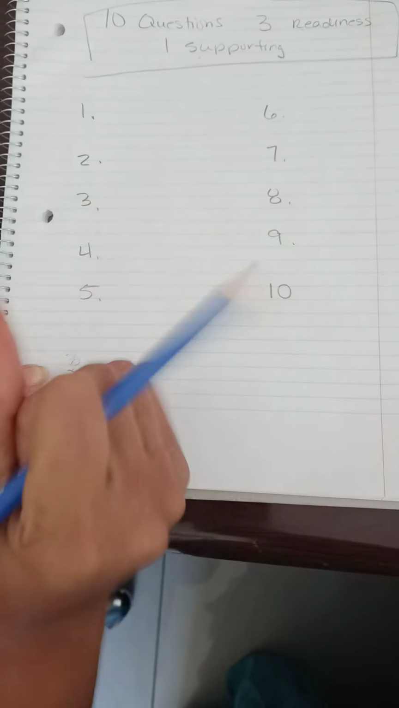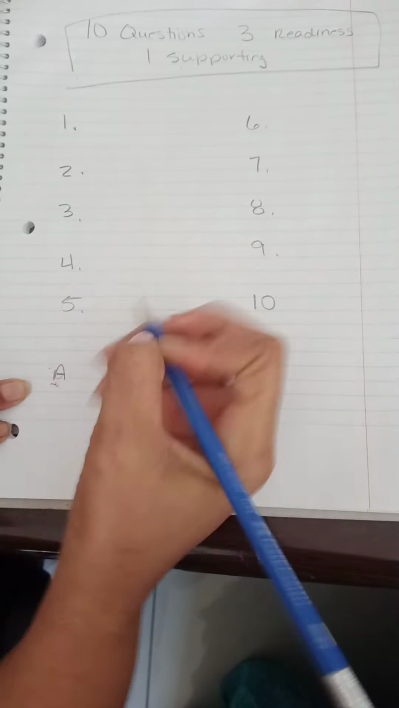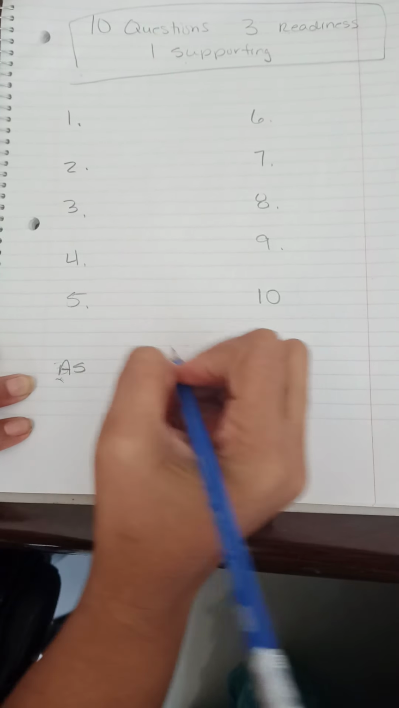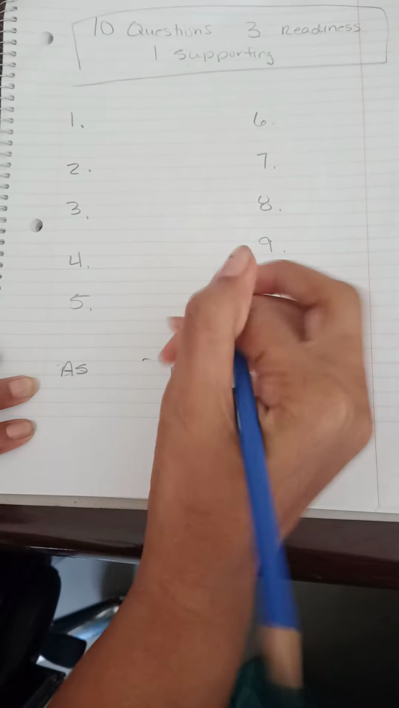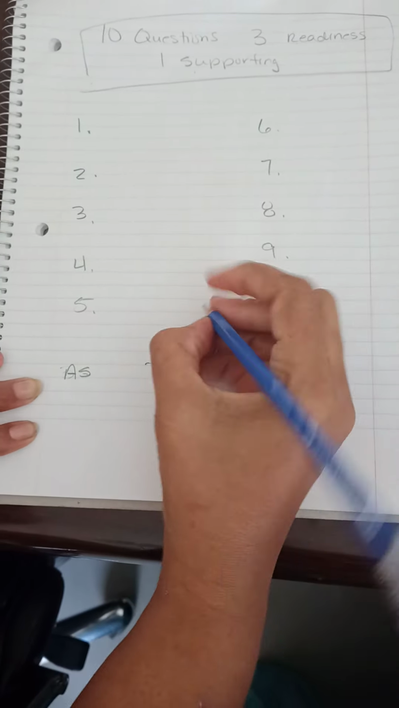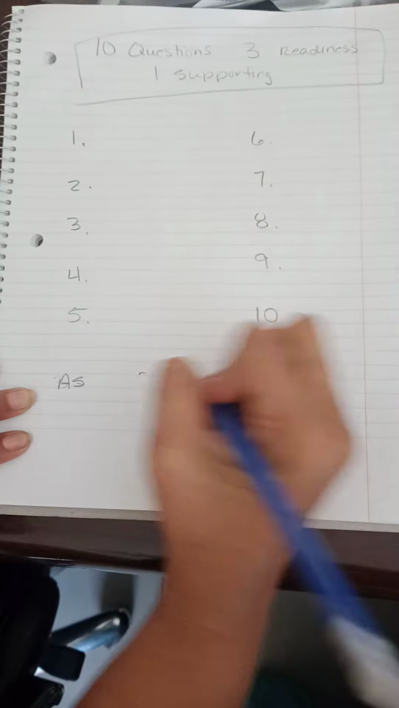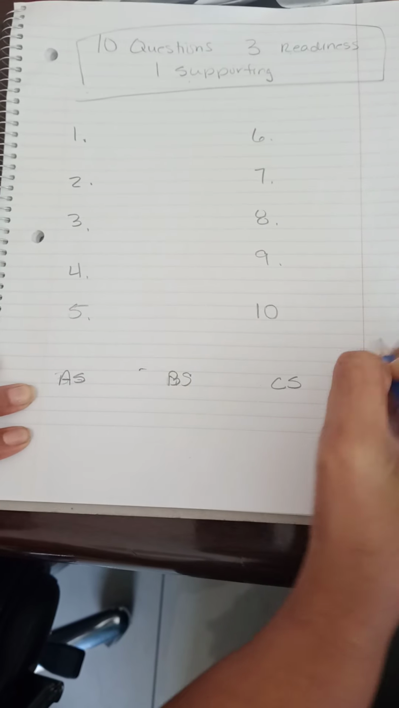I'm going to go A for my first standard, so AS, then I'm going to do for my next one, B, that's my second standard. C is my third standard, and D is my fourth standard.